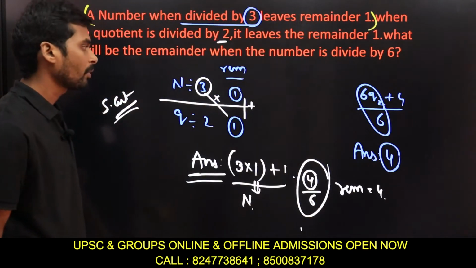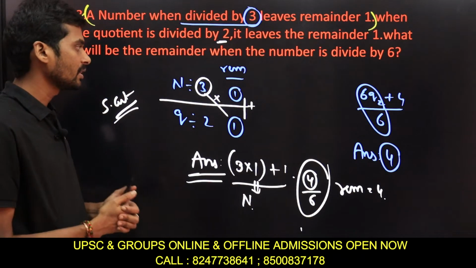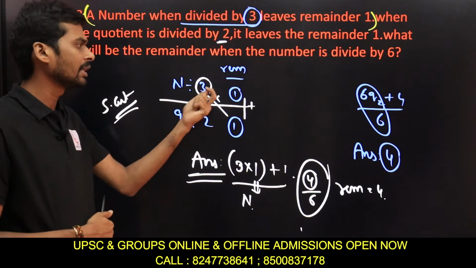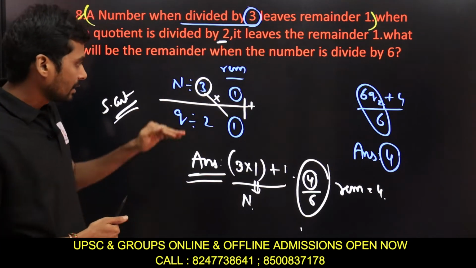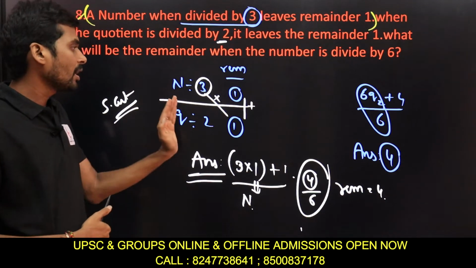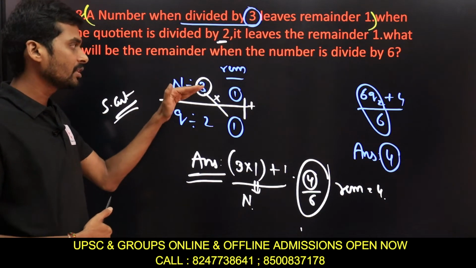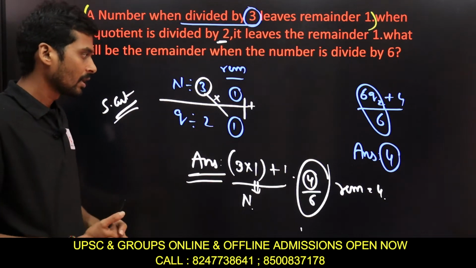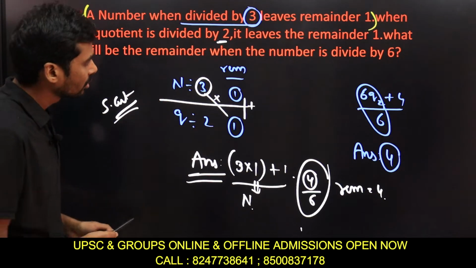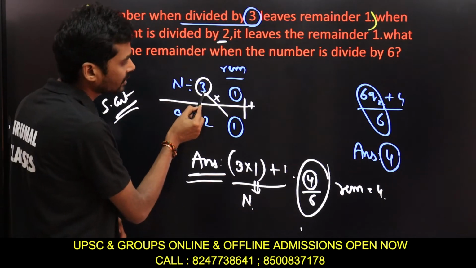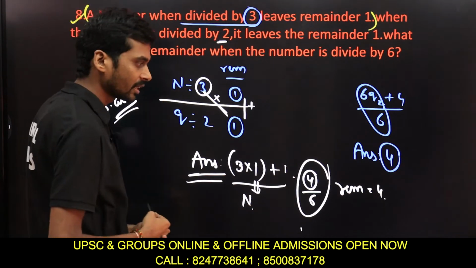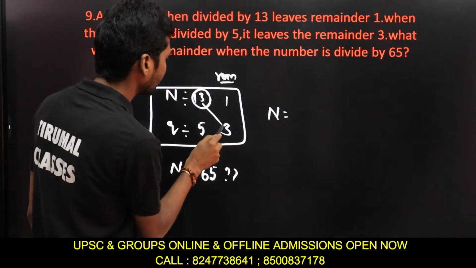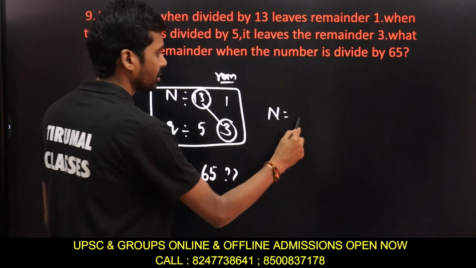If you look at the previous problem, this method applies when we are dividing a particular number by any divisor, and we get some remainder. And the second part is when we are dividing the quotient of the first part by another number, and we get some remainder. Now the general form of the number is what? You take the divisor from the first statement into the remainder of the second statement. So that means this number into this number.